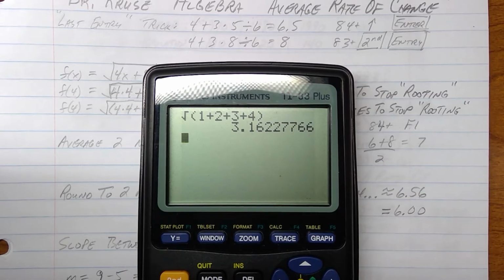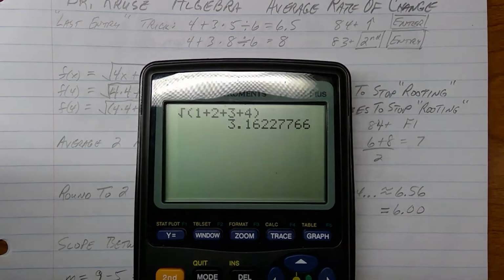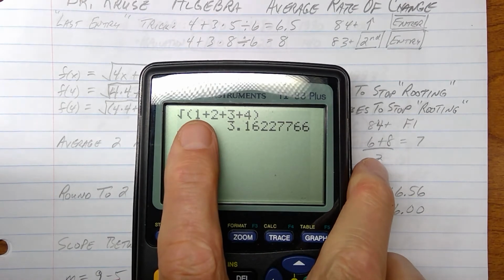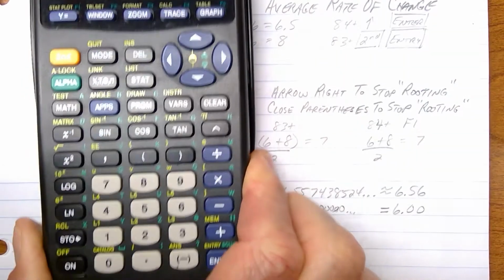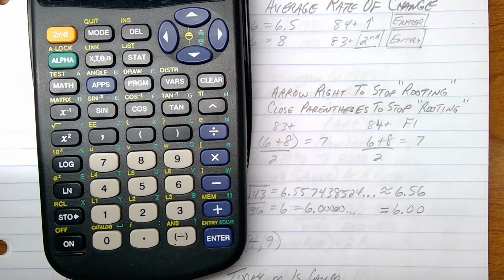All right, so maybe I'm on the 83 and I've entered this expression here and I messed up, and maybe I meant to make that 1 a 7 or something like that. Well, I need to pull up my last entry. Now it's right here in yellow, entry. It's the second function of this enter button. First function is enter, second function is entry, third function is solve. We want entry.